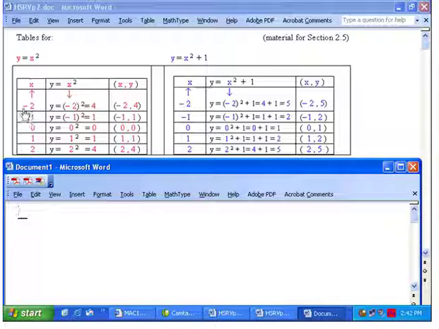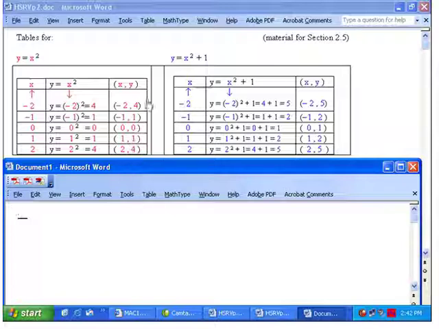Just let, for example, when x is -2, let this x here be -2, so y is -2 quantity squared. -2 times -2 is 4. So you get the point -2, 4. Do that for all the other points.